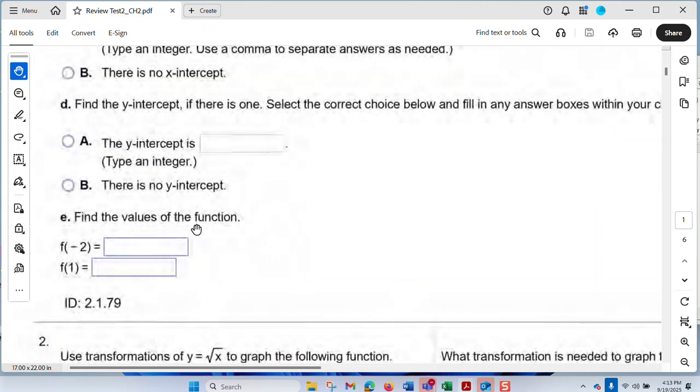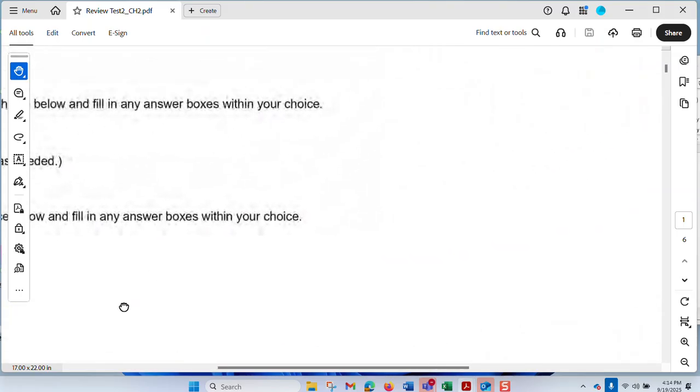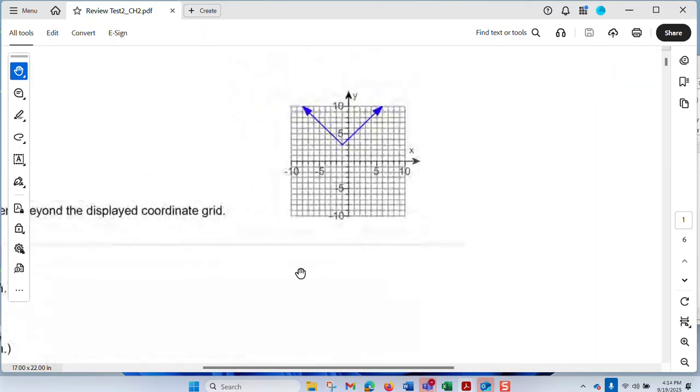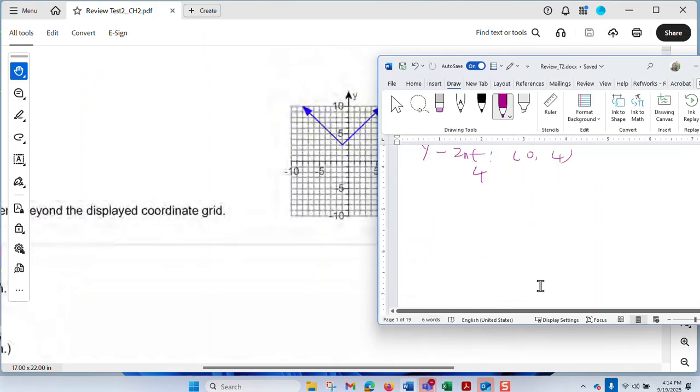And then we also want to find this value f of -2 and f of 1. All right, so what does that mean in here? That means we need to find f of -2 and f of 1. So what does this one mean in here? This one means this is called a function notation, okay? We want to find the y value when x is -2. So this is x is -2.